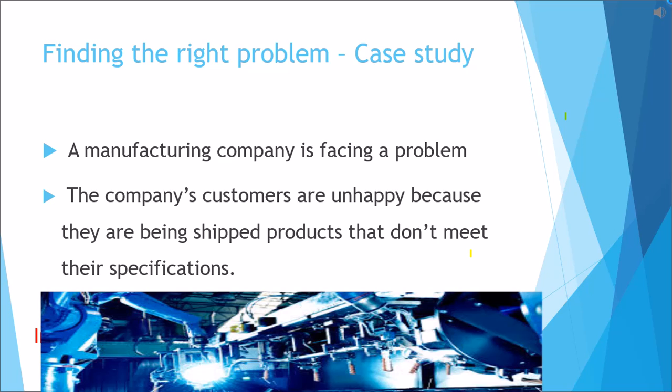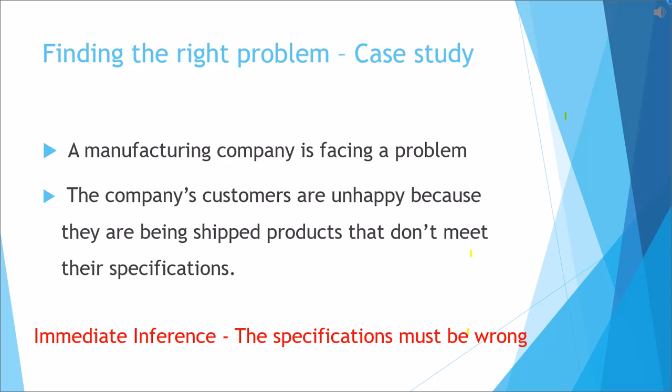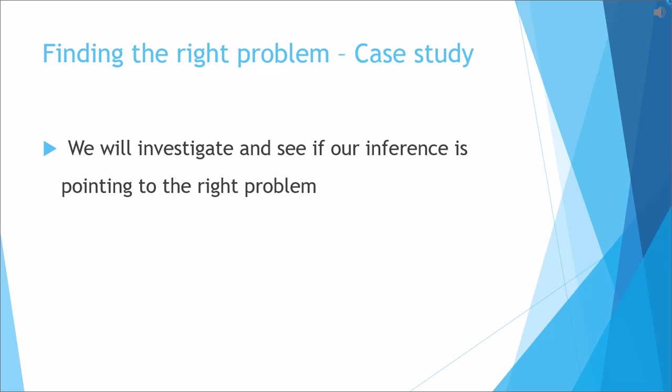If you hear about this problem, the immediate inference is that the specifications must be wrong. The salespeople might have made a mistake by not documenting properly, or by not understanding the correct specifications, which would be a fair point to start with. But let's see, if we use the 5 whys technique, how we can arrive at the final problem, the right problem. The 5 whys technique is all about asking questions starting with why. So whenever you hear a problem, you ask questions.